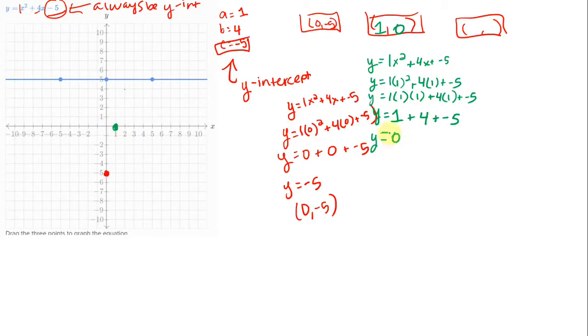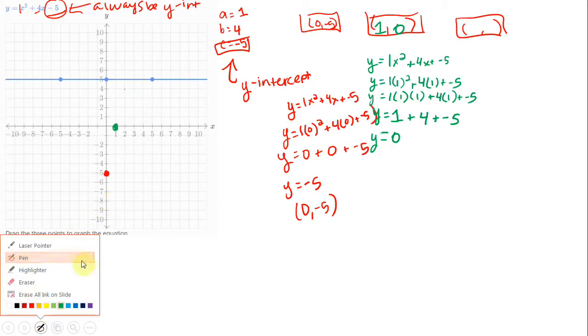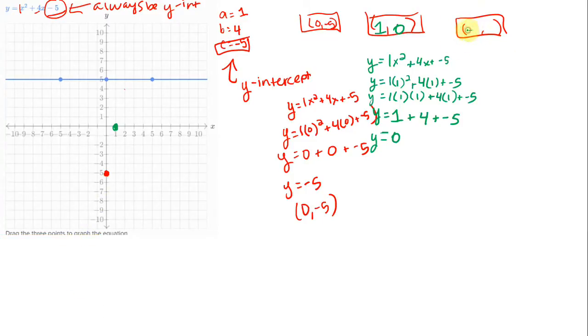All right, third point. I could pick a lot of different points. I'll pick negative 1 for my third point, but I could have picked whatever I wanted. I could have picked 2. I could have picked negative 2. I could have picked whatever I wanted as long as it produced an x value and a y value that would be on this coordinate plane.